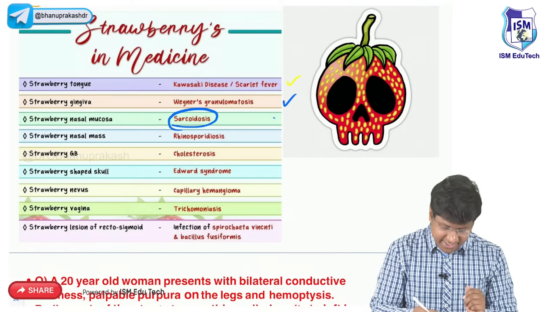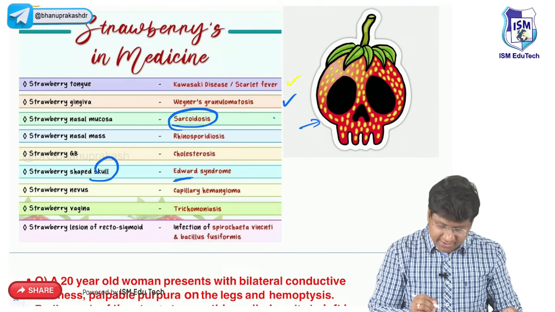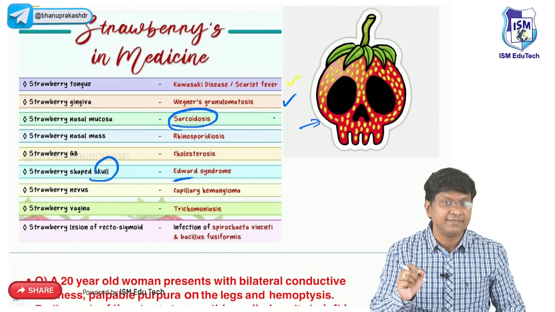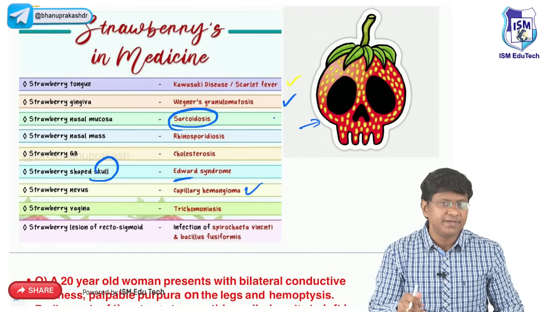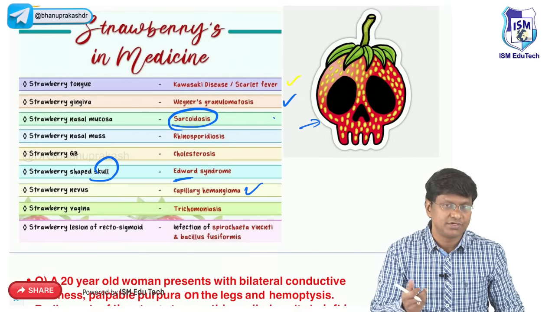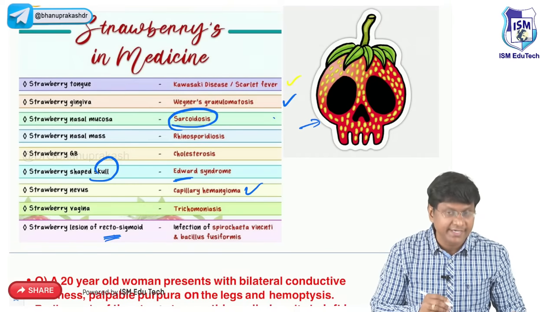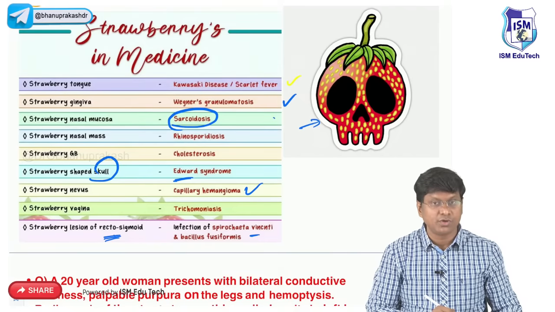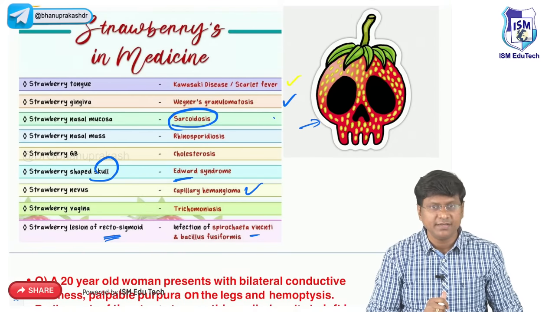But strawberry shaped skull, right? You can see the strawberry shaped skull in case of Edwards syndrome. And strawberry nevus is in case of capillary hemangioma. Strawberry vagina or strawberry cervix, we have just discussed. And strawberry lesion of the rectosigmoid junction is seen in infection with spirochetes or bacillus. So these are all the strawberries that we come across in medicine, right?